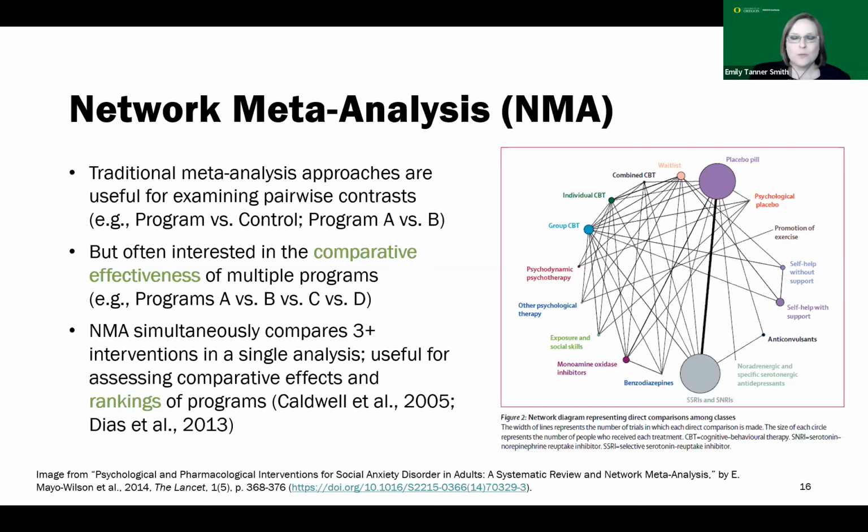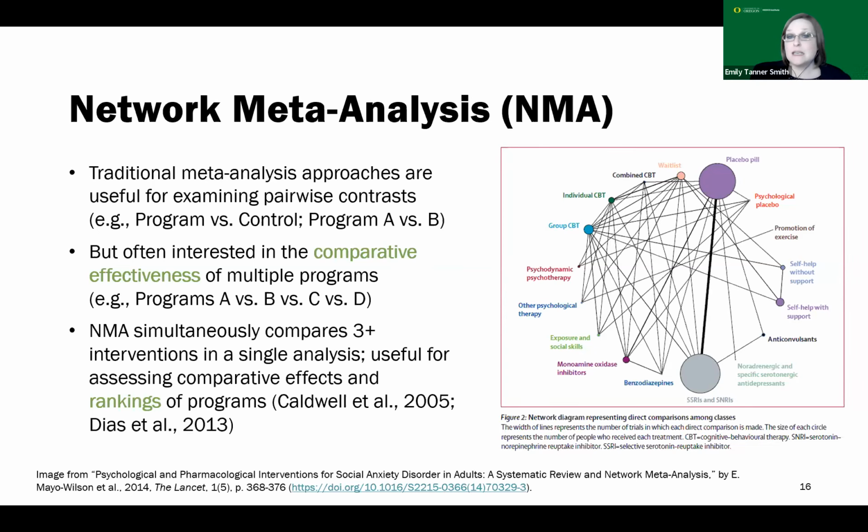So for instance, if we have 4 programs, program A, B, C, and D, which of these programs is the best? Well, historically, our ability to assess these kinds of comparative effectiveness questions meta-analytically was often limited by the number of research studies out in the literature that had directly compared all of these programs of interest that we might want to examine. And so this is where network meta-analysis, or NMA, comes in.